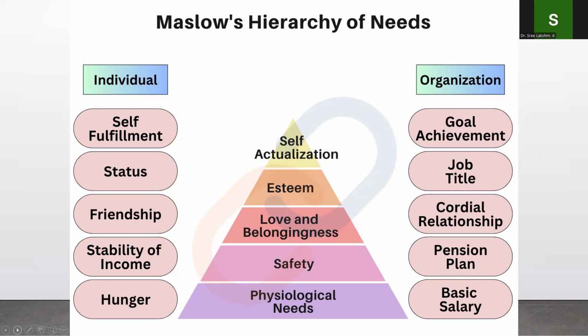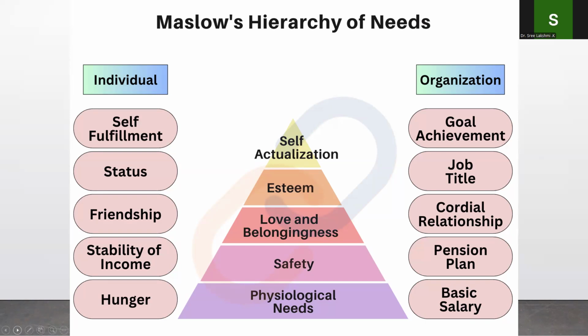At the bottom most we have physiological needs, also referred to as the basic needs. The next layer we have safety and belongingness needs. And the third layer we have is love and belongingness needs. And the fourth is esteem, and the topmost we have is self-actualization. The second level also includes safety and security needs.